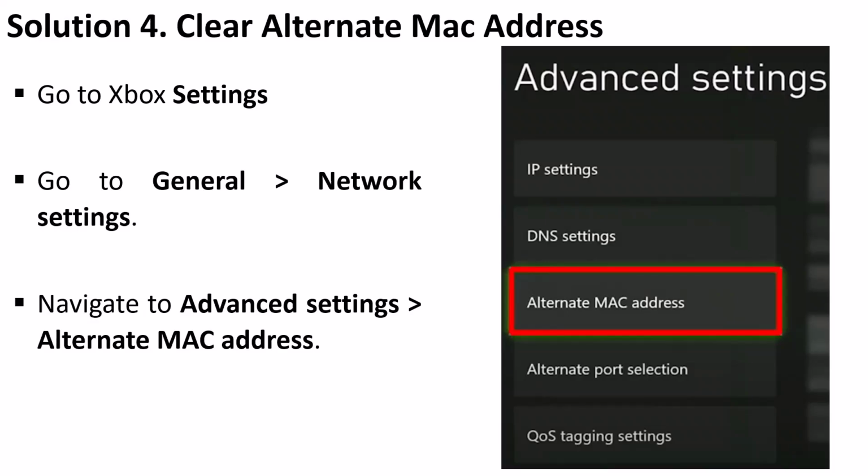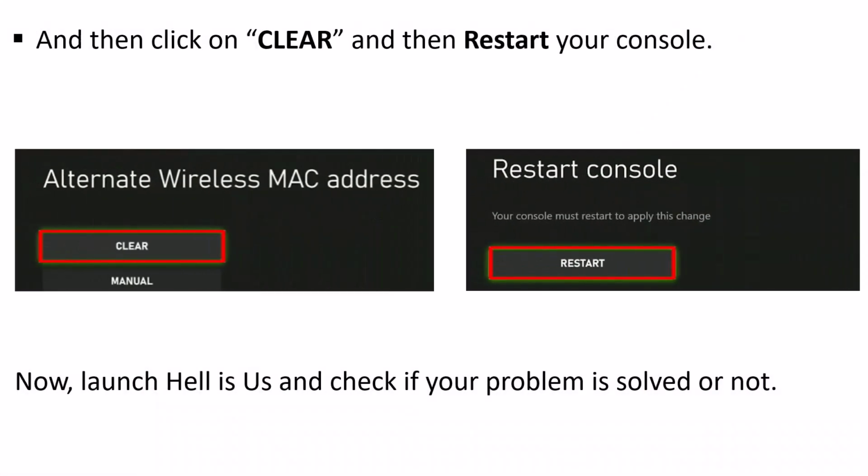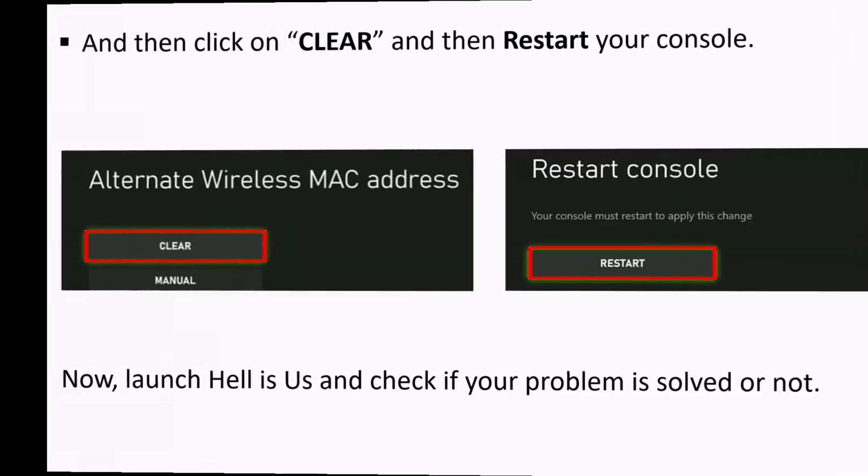Fourth solution is to clear alternate MAC address. Go to Xbox settings, go to general network settings, navigate to advanced settings, alternate MAC address and then click on clear and then restart your console. Now launch Hell is Us and check if your problem is solved or not.